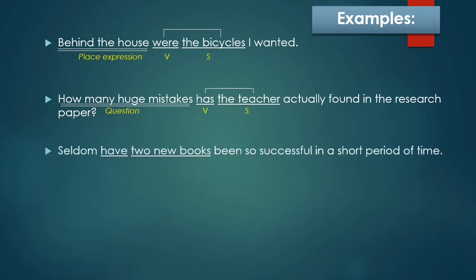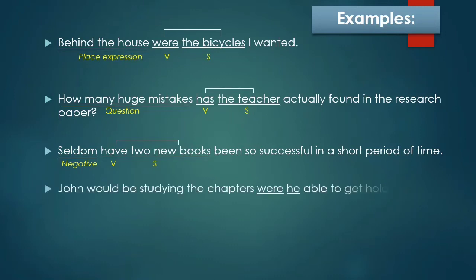The third example, seldom have 2 new books been so successful in a short period of time. Dalam kalimat ini, negative expression seldom terletak di awal kalimat. Jadi, verbnya dibalik dengan subject, have 2 new books. Karena subject adalah plural, 2 new books, maka verbnya juga harus plural menggunakan have. Seldom have 2 new books been so successful in a short period of time.